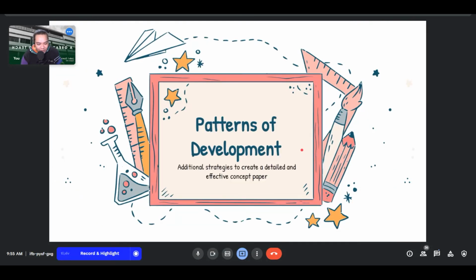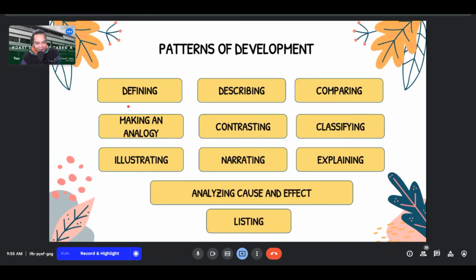Okay. So we have now the patterns of development. Patterns of development are additional strategies to create a detailed and effective concept paper. Some of you may already know this. Baka dun sa mga nakikinig sa reading and writing dyan. I believe this is something that the reading and writing lessons have tackled. Kung tama yung naaalala ko sa pagtuturo ko ng reading and writing. So we have these. Ayan. So, patterns of development, again, these are just ways to further effectively explain your concept.